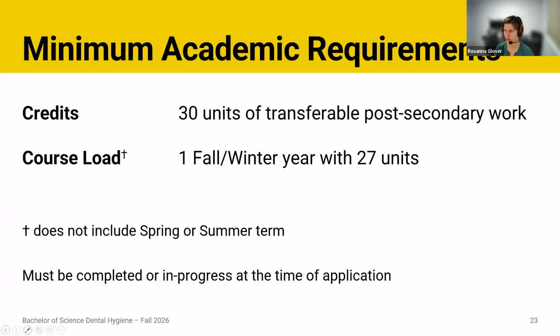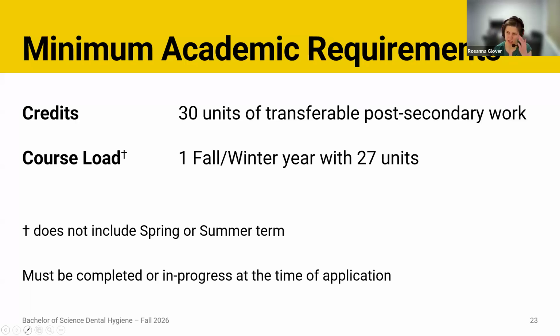So for the minimum academic requirements, you have to do the 30 units of transferable coursework. That's the 1 year. Again, any program, you don't have to finish your degree. And then the course load requirement for this program is one fall winter with 27 units. If you're wanting to apply in your very first year, I would recommend doing all 30 units in the fall winter, even though you only have to do 27.